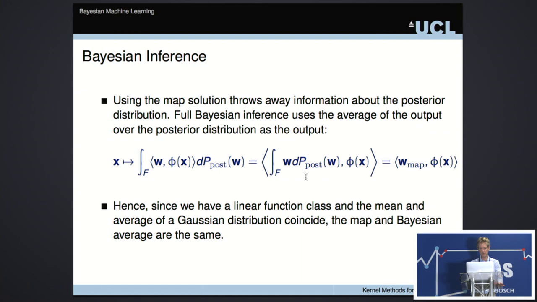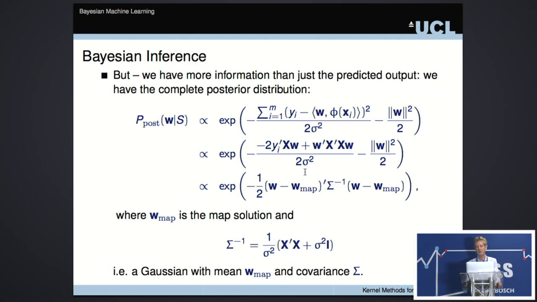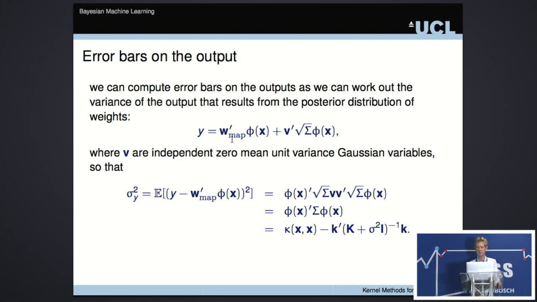But we've also got more information, because it's a distribution, we also have some measure of uncertainty on the predicted outputs. This can be computed by converting this posterior distribution into the form of a Gaussian. It is a Gaussian distribution, and the mean is the MAP, and the precision matrix is of this form. And so we are now able to measure uncertainty in the outputs, and this would be the corresponding, if you like, distribution of outputs that we would expect.